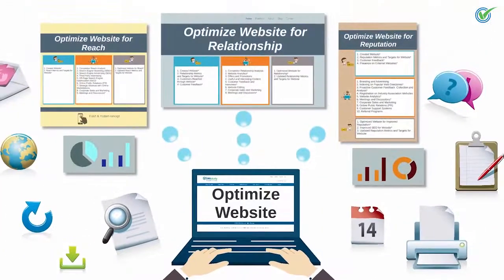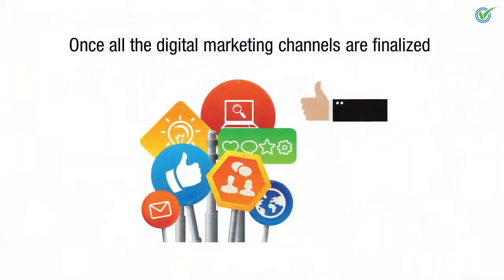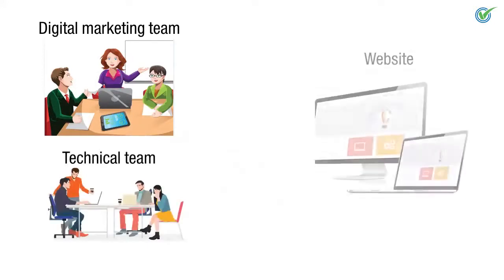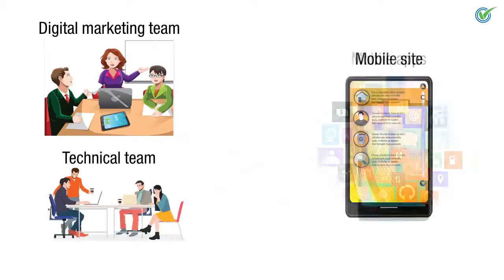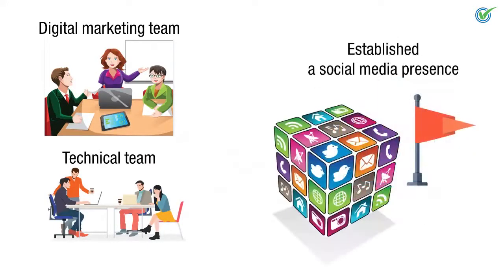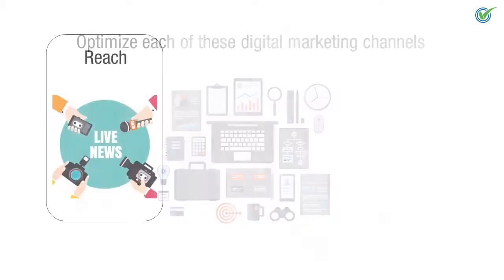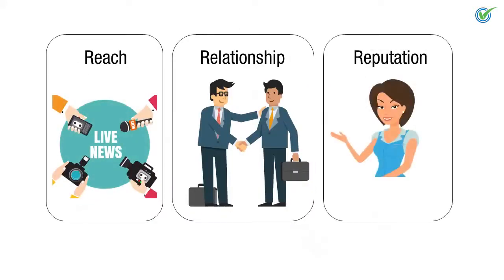Let's take an overview of the processes associated with Optimize website. Once all the digital marketing channels are finalized and the digital marketing team, along with the technical team, has created the website, mobile site, and mobile apps, and has established a social media presence, the next step is to optimize each of these digital marketing channels for reach, relationship, and reputation.